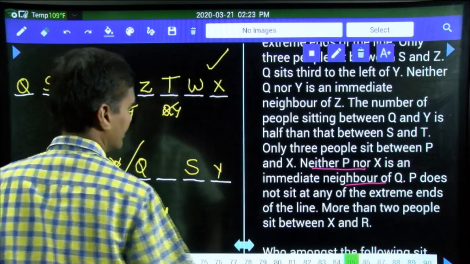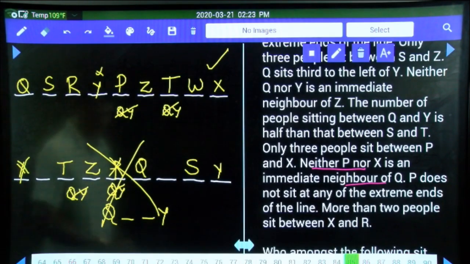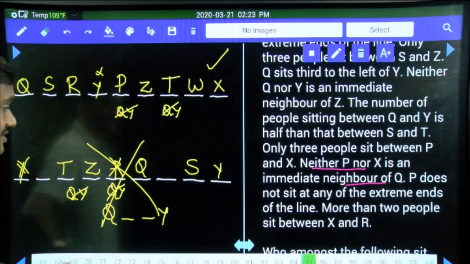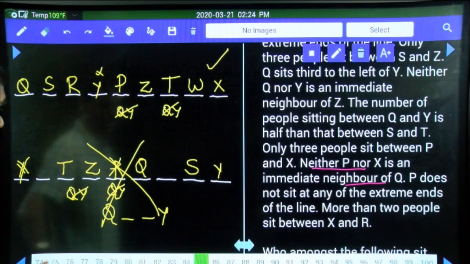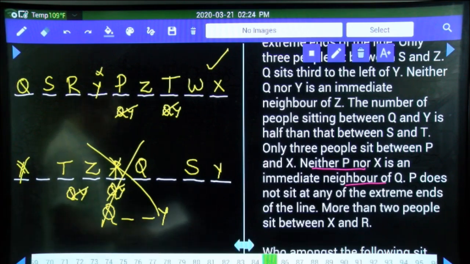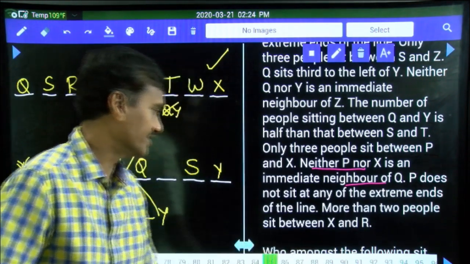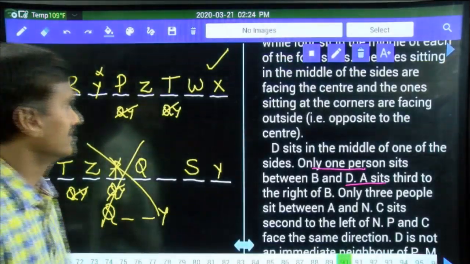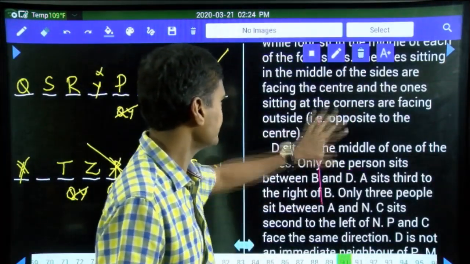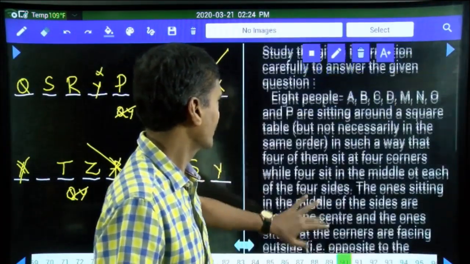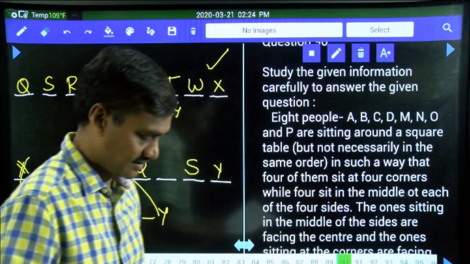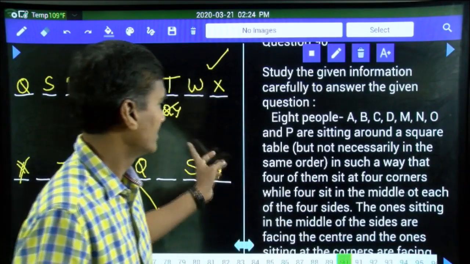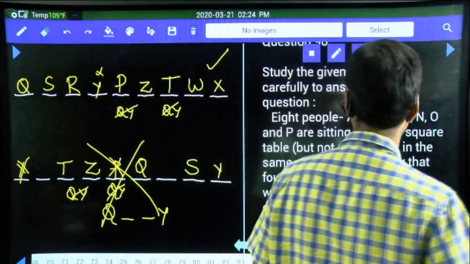Now, this is the final arrangement. This is how these 9 people are seated in a straight line facing towards north. These 5 questions, 85 to 89, are based on the same arrangement. Okay, 85 to 89. Write down this arrangement. After this 89, then 90 onwards. Then question number 90.